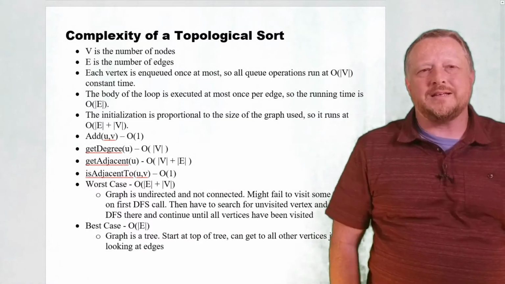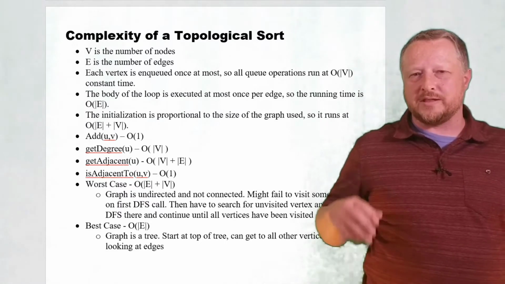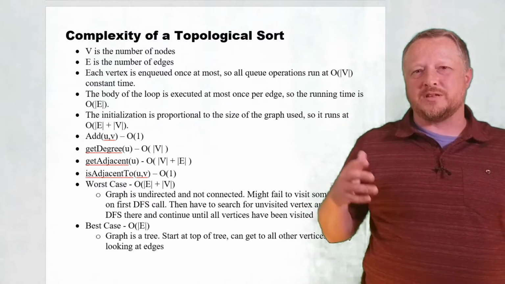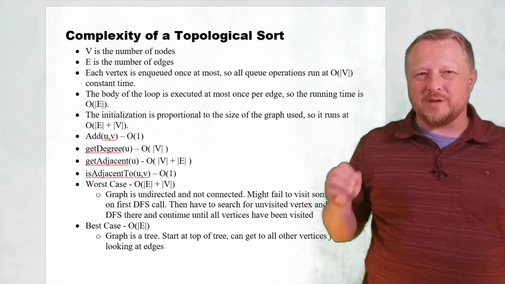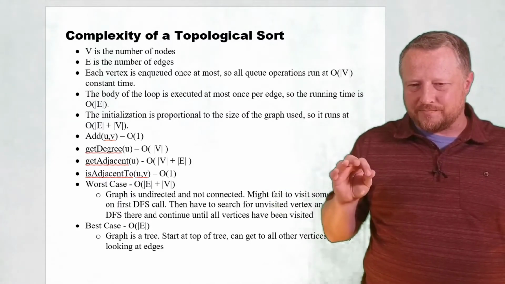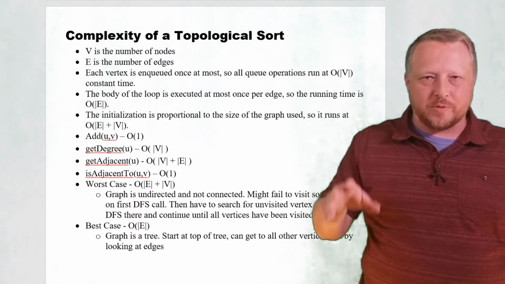So the complexity of a topological sort. Now remember, I've gone over all about the space requirements and the data requirements of this. Now comes the complexity and time. And I want to make sure it's not obvious. We know V is vertices, E is edges, that part's obvious.